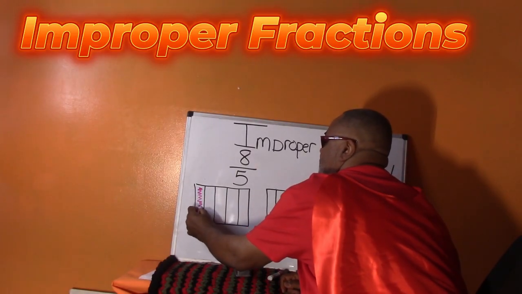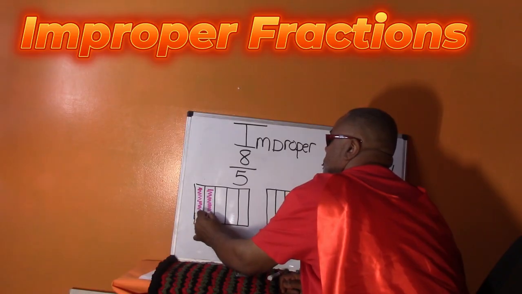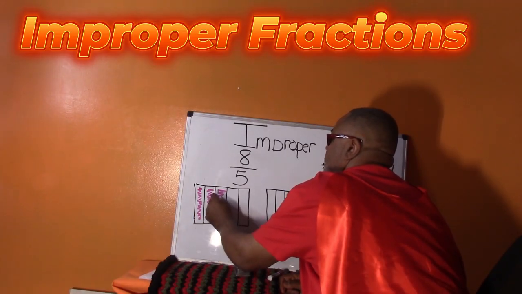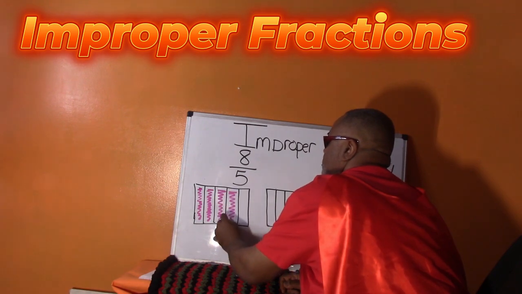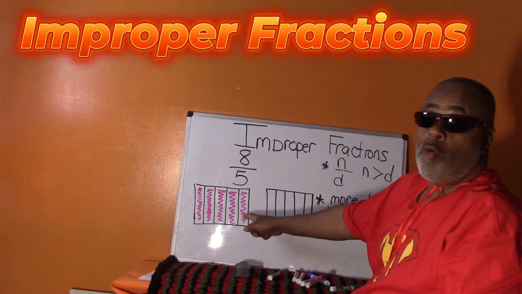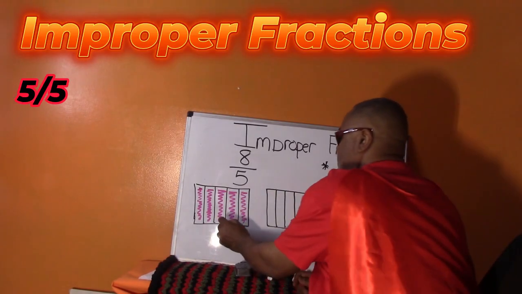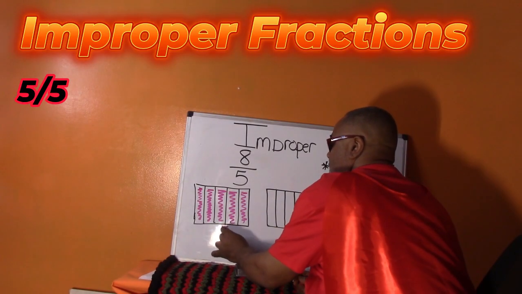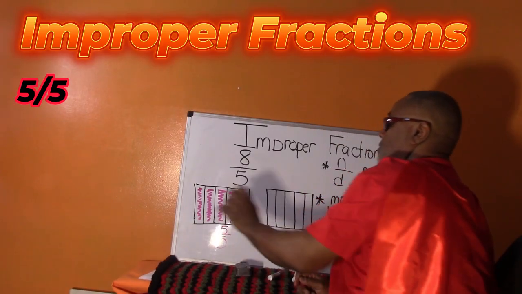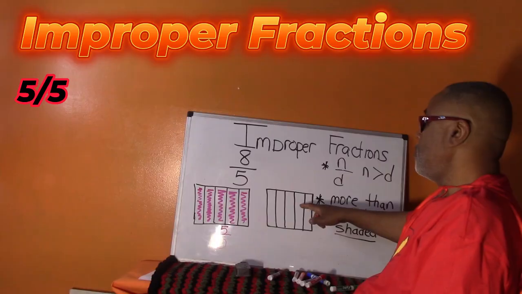1/5, 2/5, 3/5, 4/5, 5/5. Oh, we got the whole thing shaded. And what's the whole thing shaded? 5/5. So 5/5 is already shaded. That's the whole thing. And now we gotta count some more over here.